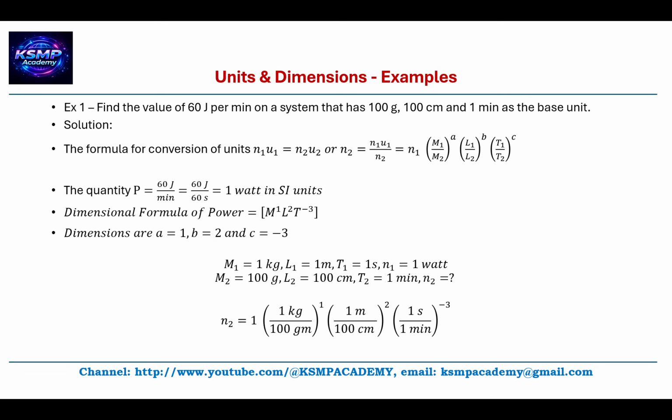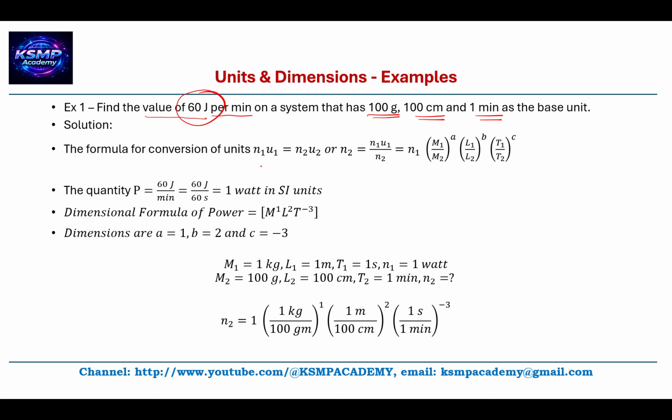Another example related to this first unit. Let us look at what we have to do in this question. It is asking to find the value of 60 joules per minute in a system that has 100 gram, 100 centimeter and 1 minute as the base units. That is, we have two systems, and we have to find the unit in the second system. In the first system we are given the units.